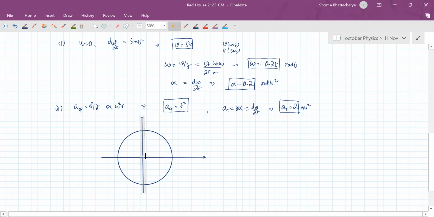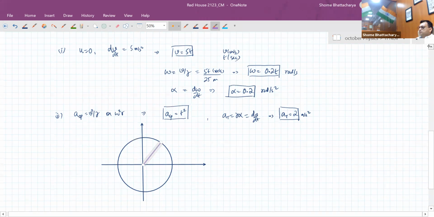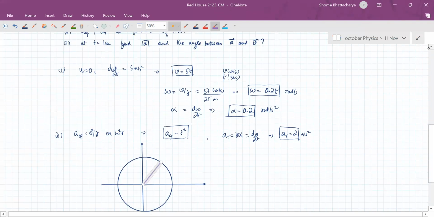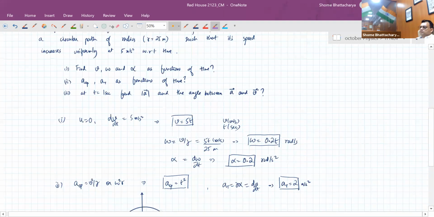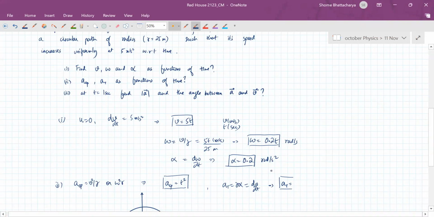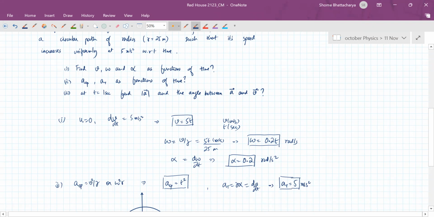Sir, how did tangential acceleration come to 2 meters per second square? Because the rate of change of speed was given to us, right? Or we calculated alpha. So you can calculate it as r alpha also. R is 25. Then we have made some mistake. It should be 5, my mistake. The rate of change of speed dv by dt is also given to us as 5. Just make a correction, it should be 5. Right? And centripetal acceleration as well should be 5t square.